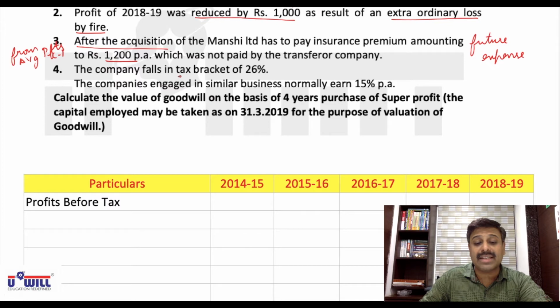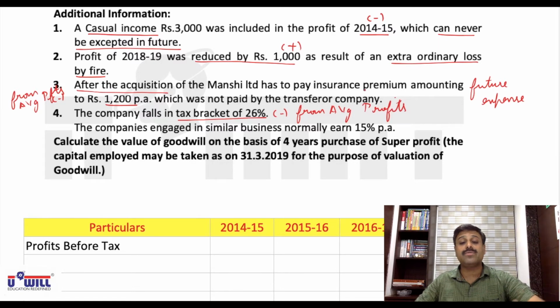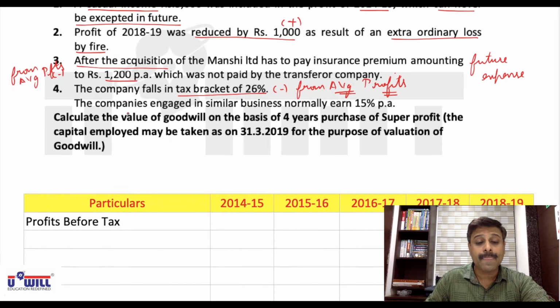The company falls in the tax bracket of 26%. So either for all the years you can minus 26%, or you can directly minus it from average profits, because for all the years the tax rate is the same. In past questions we have seen a different tax rate for every year, so we minus it from the respective year's profits only. But here overall the tax bracket is 26%, so we can directly minus it from average profits. The company is engaged in similar business, normally on 15% per annum. This is the normal rate of return.